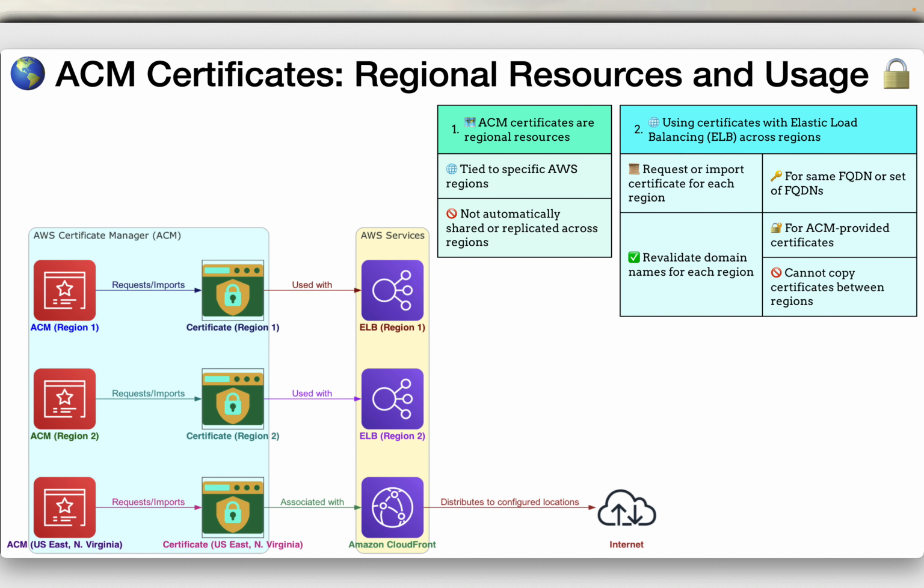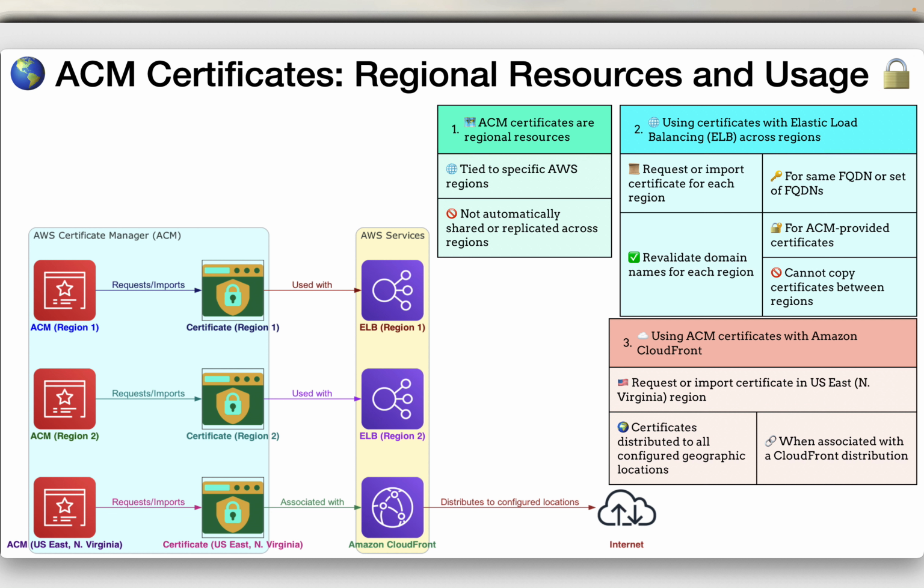Using certificates with Elastic Load Balancer across regions, so you can request or import certificates for each region. To use a certificate with ELB for the same fully qualified domain name, FQDN, or set of FQDNs in multiple AWS regions, you must request or import a certificate for each region separately. Revalidate domain names for each region. For certificates provided by ACM, you must revalidate each domain name in the certificate for each region. You cannot copy a certificate between regions.